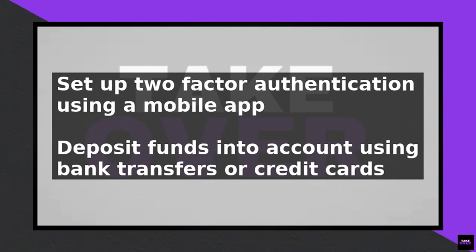To deposit funds using a credit card, you need to go to the deposit section of the platform and select the currency you want to deposit. You will then be asked to enter your credit card details and the amount you want to deposit. The funds will be credited to your account immediately.